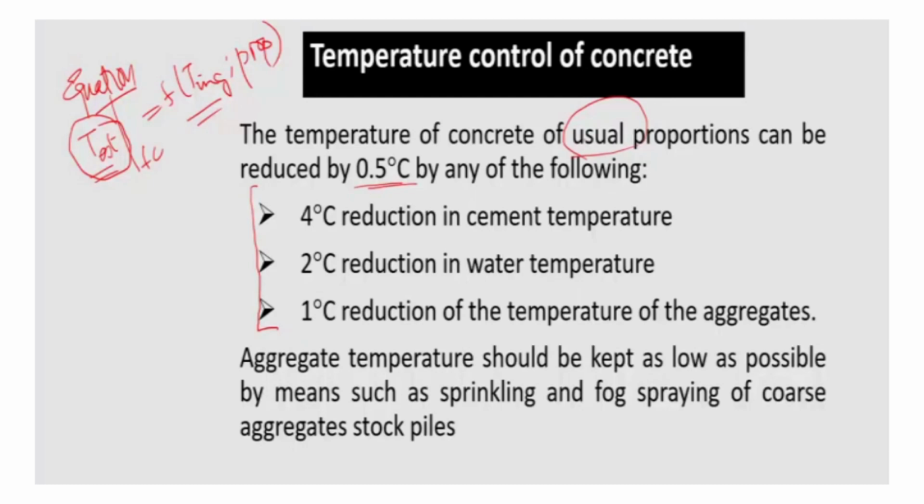That can be done by means such as sprinkling and fog spraying of coarse aggregate stockpiles. Also, if we use ice in place of water, it can help in reduction of water as well as the reduction of temperature of cement during the hydration process. So that way many things can be done.